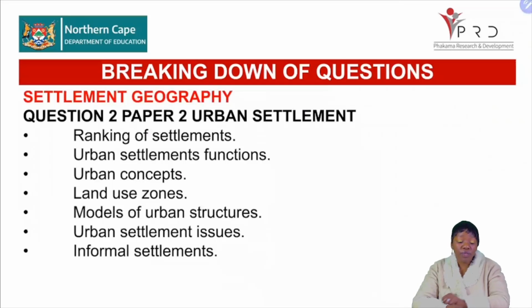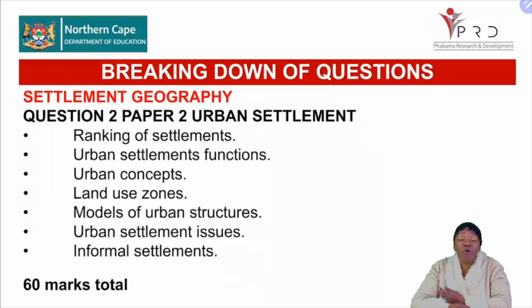Remember, in all of these topics, the examiner can choose 5 topics, but you're supposed to prepare yourself in everything because you don't know the question paper. Then again, for your question 2, you will have a total of 60 marks. Then you move to your question 3.